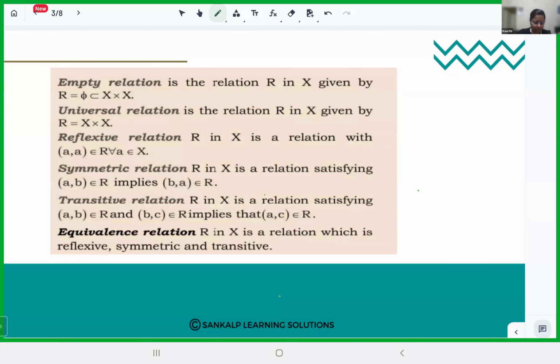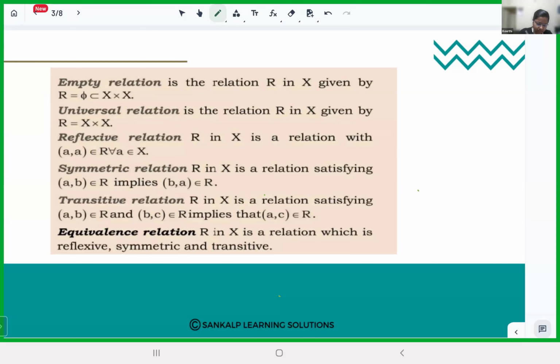We extended those concepts in the second year, and we studied what an empty relation is and what a universal relation is. A universal relation is nothing but the complete Cartesian product, that is X cross X. Now, what do you mean by a reflexive relation? A reflexive relation is about ordered pairs, where all the elements in the set should relate to themselves, right?